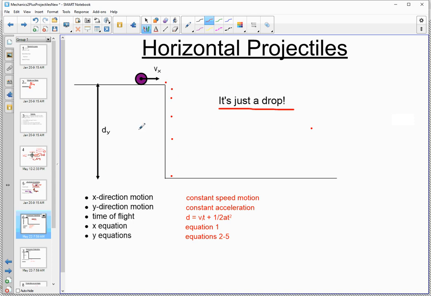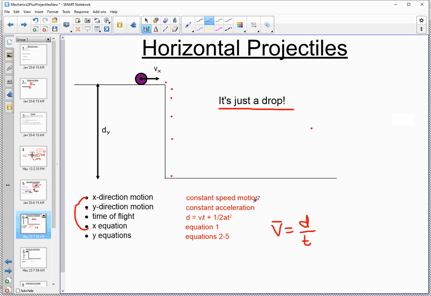So, how do we analyze a horizontal projectile? Well, we look at the x motion separately from the y motion for a very good reason. The x direction is constant speed motion, which means when you're doing x motion, you need only the x equation, which is equation 1 on the reference table, which would be the v bar equals d over t. That's the only equation you want to use when working a horizontal problem, because there is no acceleration in the x direction.